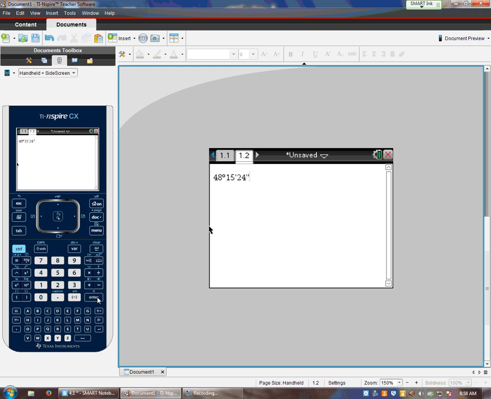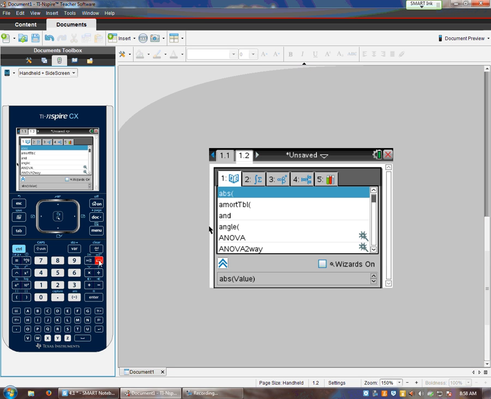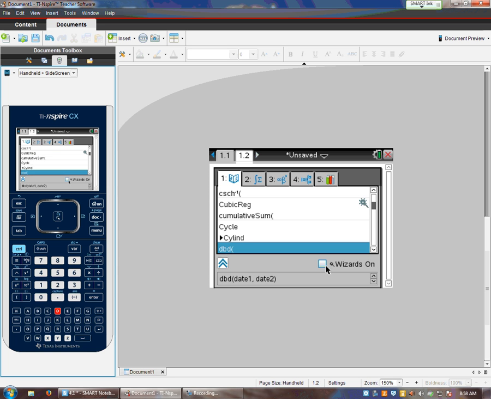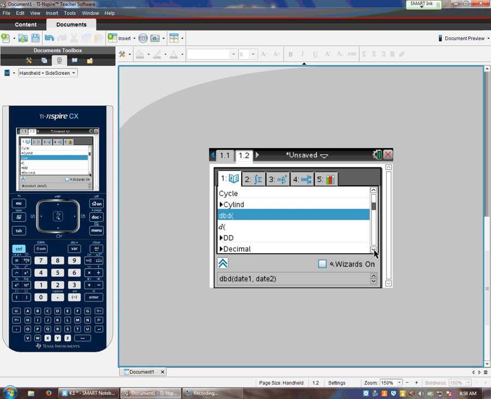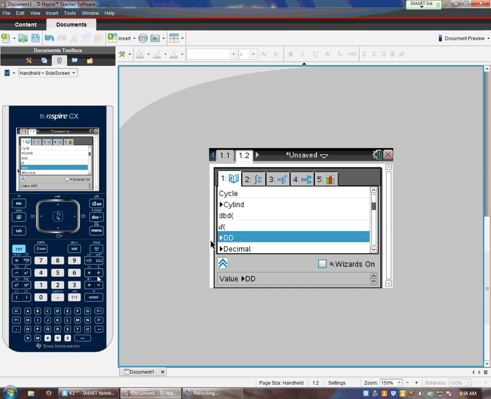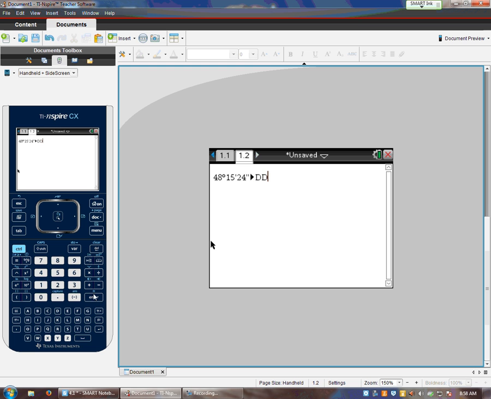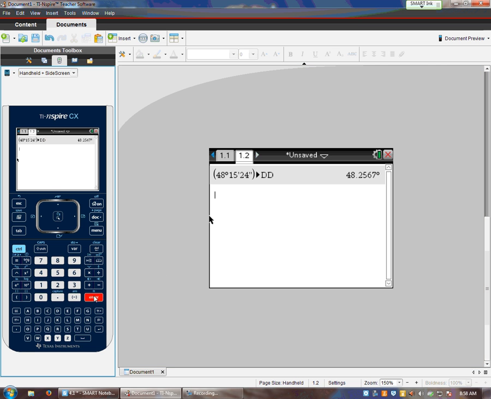Now that we have that, we want to go to this book option right here. See this book button? That is like your menu of all sorts of different options, and we want to push letter D, so it gets us down to the D options. And then if we arrow down, we want this in decimal degrees. That's DD. So I push enter on that, DD. And it asks, do you want to convert this degrees, minutes, seconds to decimal degrees? And I say, yes, I do. And it converts it to 48.2567 degrees. So we've converted from degrees, minutes, seconds to decimal degrees.